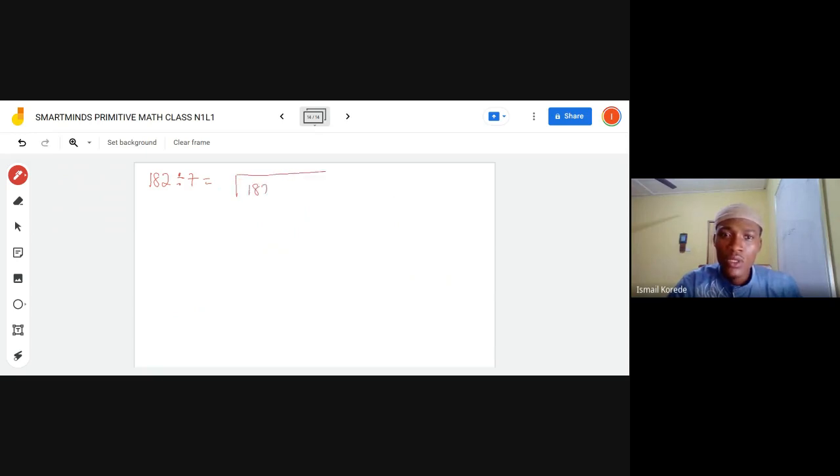182. Our divisor is 7. So 7 in 18, because 7 cannot go in 1, so I have to take the next two digits. 7 times 1 is 7, 7 times 2 is 14, 7 times 3 is 21. So I know I have to stop here. So 7 in 18 is 2.